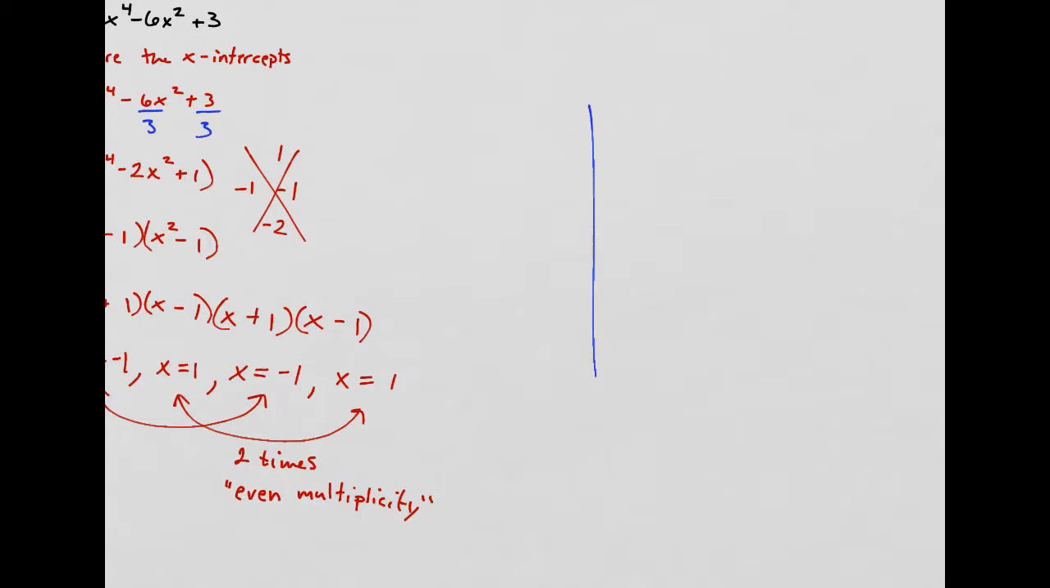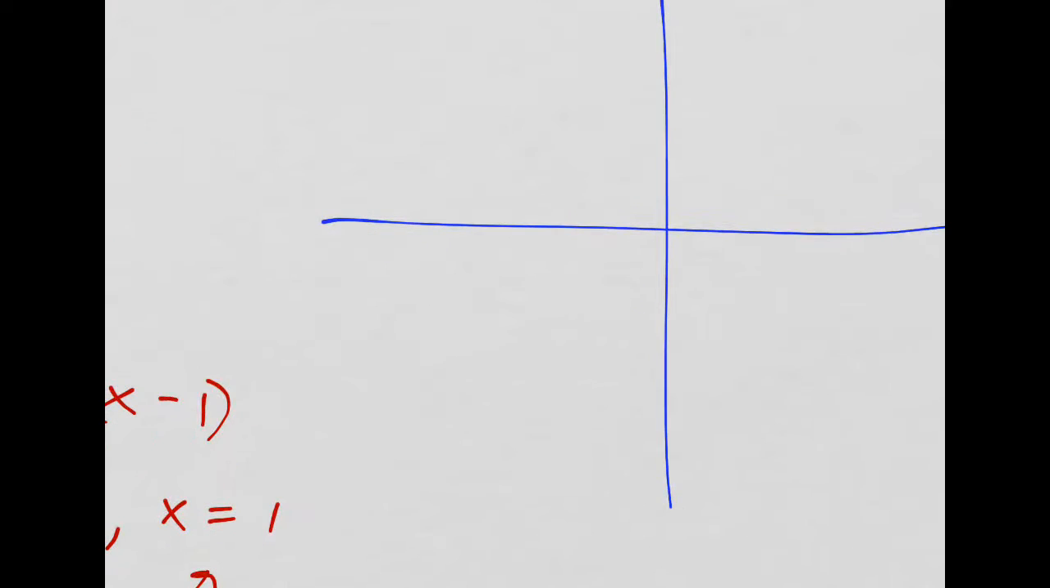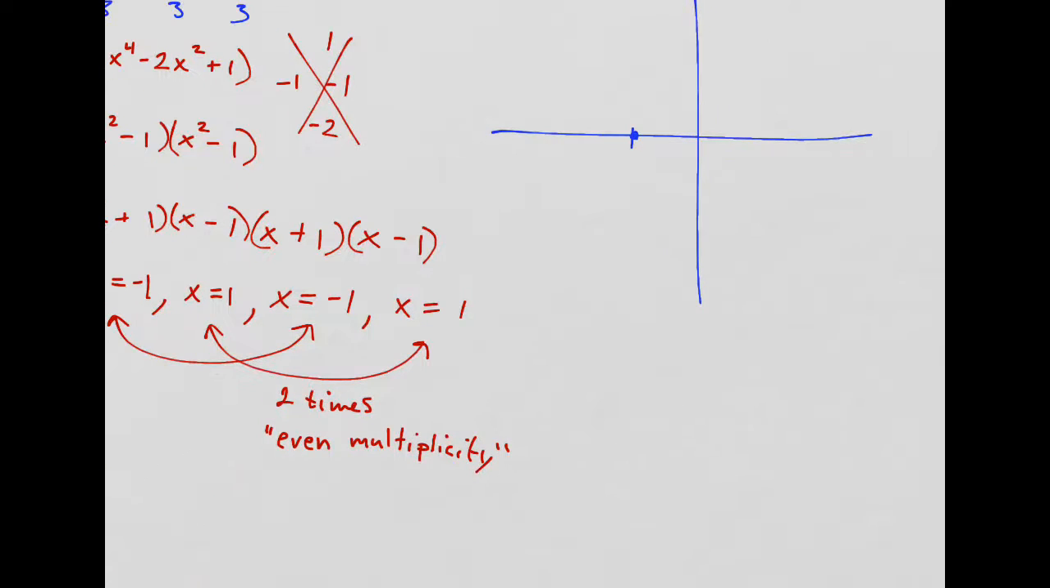So I'll draw my little coordinate plane. And it doesn't have to be super accurate. We're just sketching it. And then I'm going to place, so what were the steps? Change y to 0. And then factor everything and solve like we did before. And then plot those on the x-axis. So I have something at negative 1. And it happens twice, because I have even, it happens 2 times. 2 is even. If it happened 3 times, I would say odd multiplicity. And then I have positive 1, and that also happens twice.